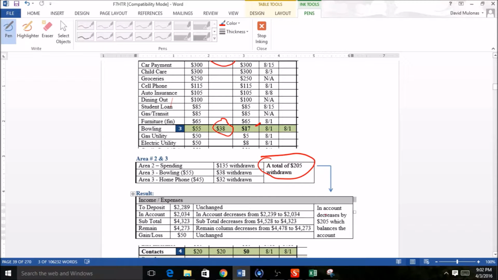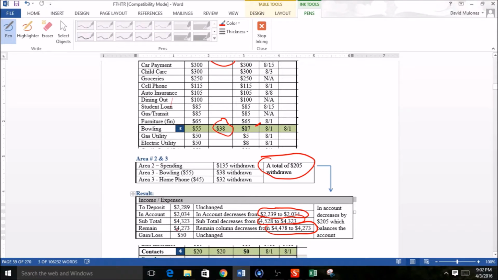So we go down here and it says the in-account decreases by $205. So that's a straight balance. We know that these go down by $205, and so our in-account again decreases right here. Here are the numbers. $205 is a result of these two figures right here. And then, onward, down.